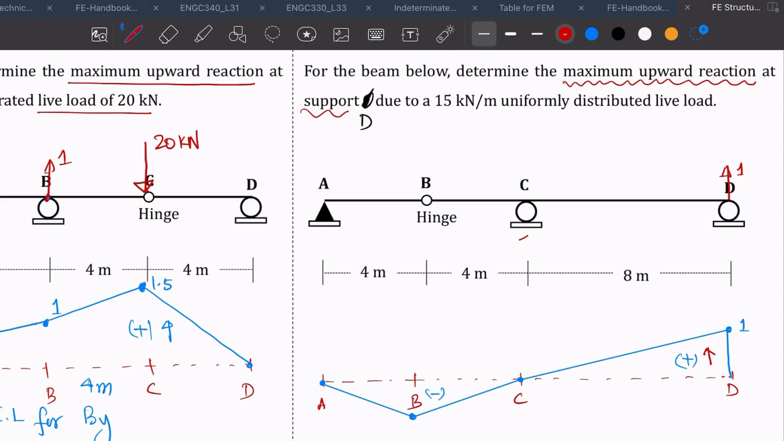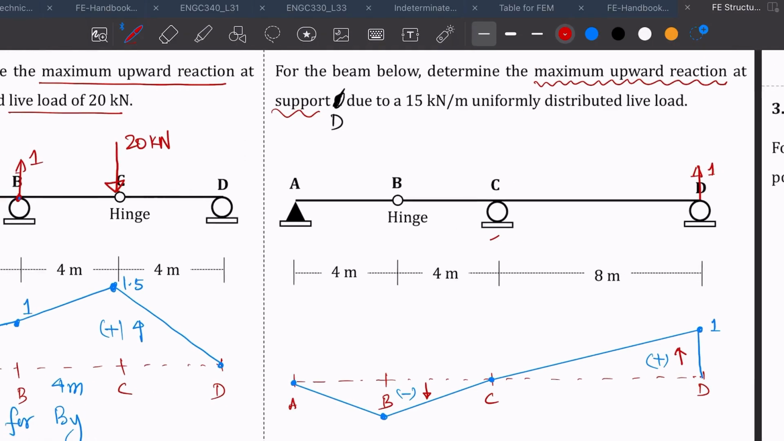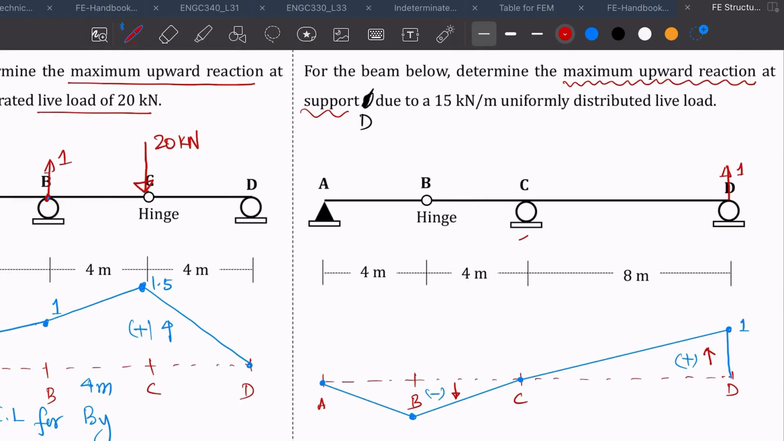That means dy will be upward, and negative means dy will be downward. And what we are interested in is finding the maximum upward reaction, so we'll be focusing only on the positive part. Because it is a UDL, uniformly distributed load, the way you apply the load is by putting the load over the region where you get your positive influence line. So C to D is where you get positive.